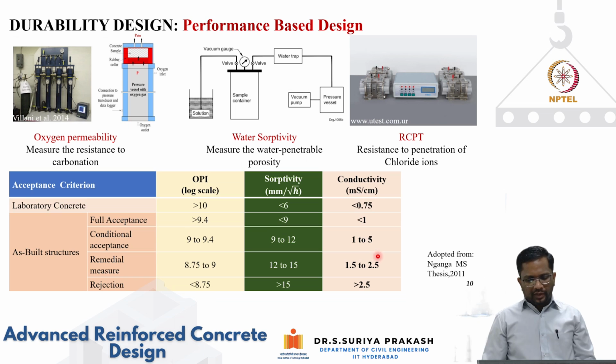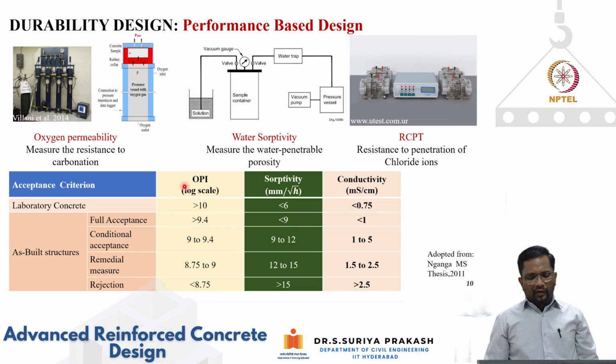So that is why if you see here, if your conductivity is higher, then you have to reject. So the value that is given here is 2.5. And if it is going to be between 1 to 5, then you have conditional acceptance. And if it is going to be less than 1, then you have full acceptance. For lab value, it should be less than 0.75.